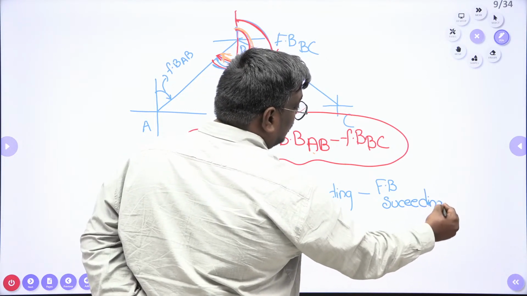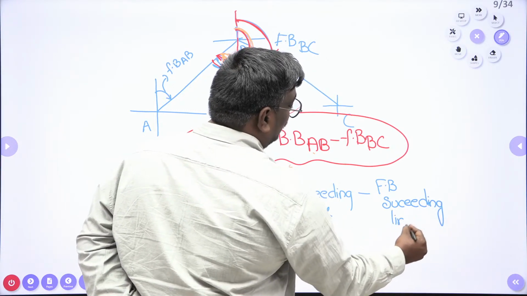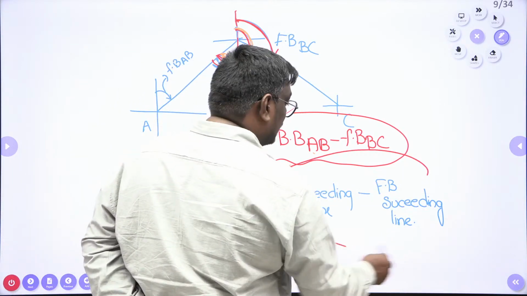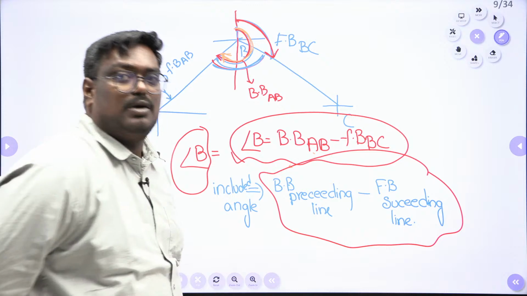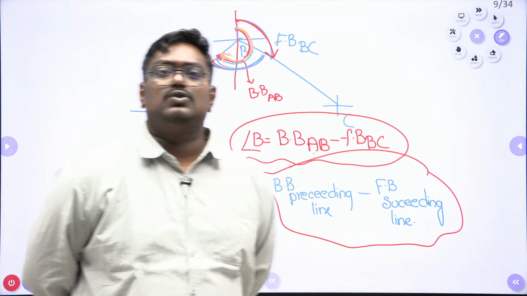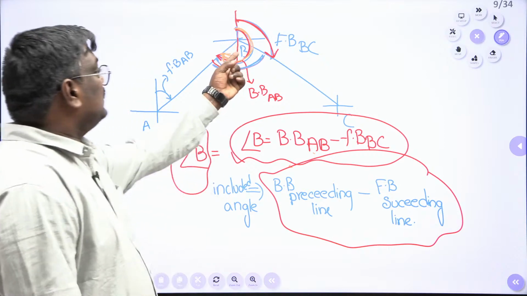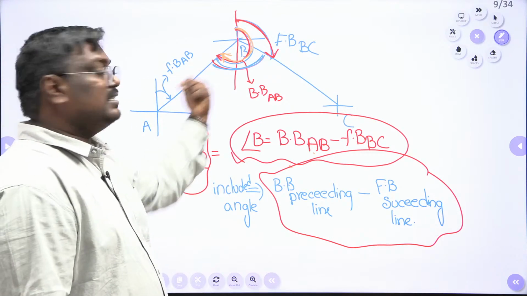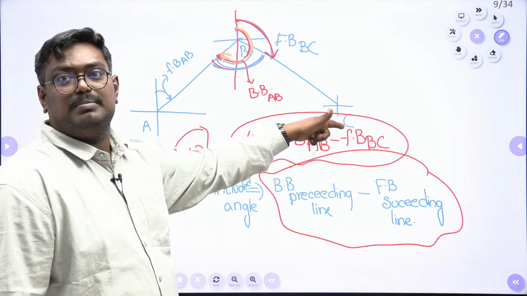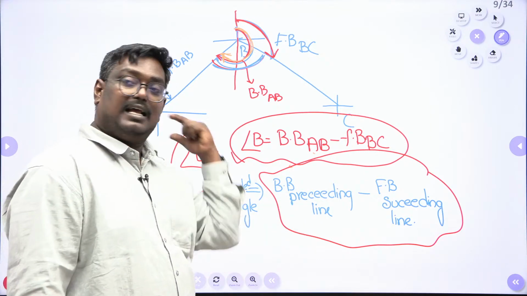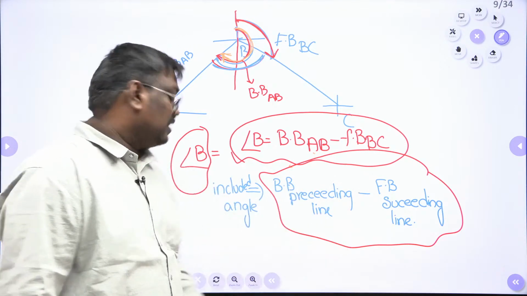This is one of the important things I would like to tell you. This is the basis. If you understand this concept, you can solve any problem. For angle B, what is the preceding line? AB. What is the succeeding line? BC. So back bearing of the preceding line AB minus forebearing of the succeeding line BC.